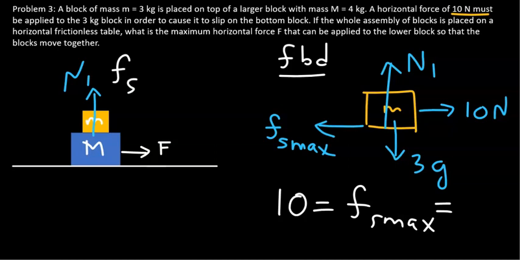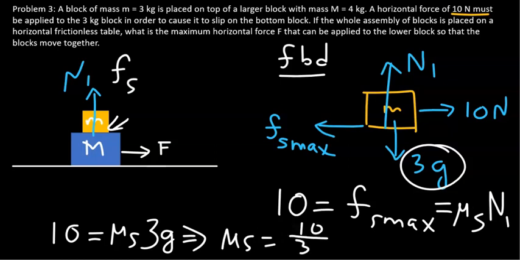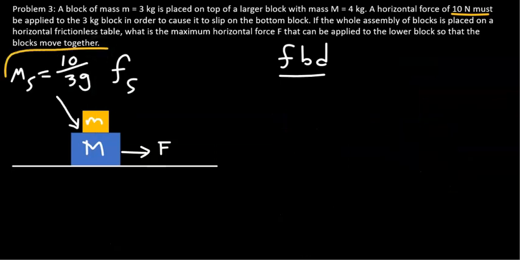So the maximum static friction is given by the coefficient of static friction along that surface times the normal force N1. Now we know what N1 is. N1 is quite simply the weight of the box, which is 3g. So this free body diagram enables us to calculate the coefficient of static friction between the two blocks, and that turns out to be 10 over 3g. I'm going to jot down the value of mu sub s that we have just calculated here for later use.